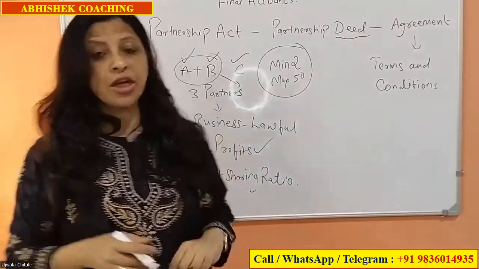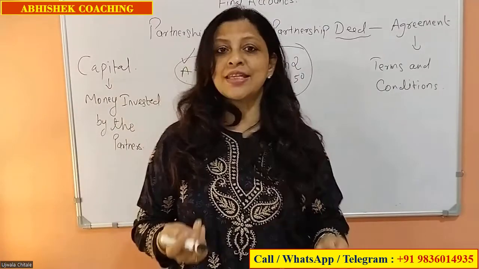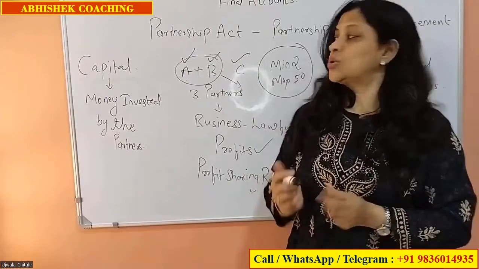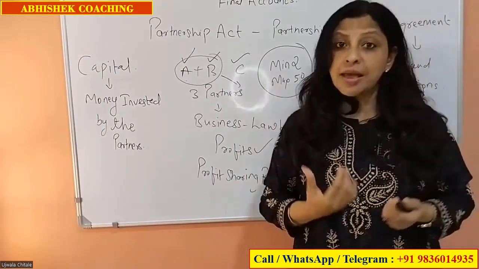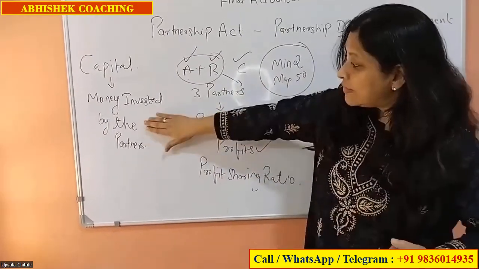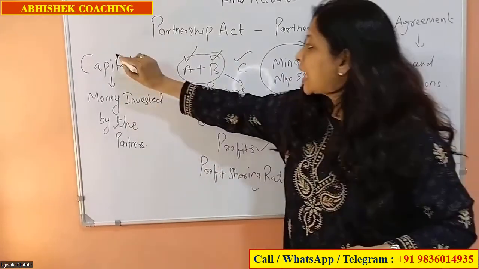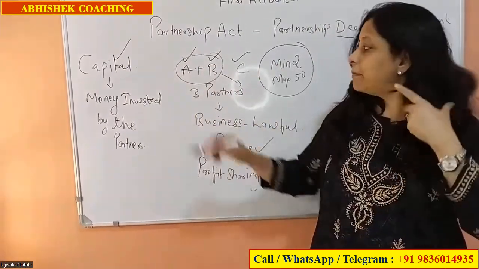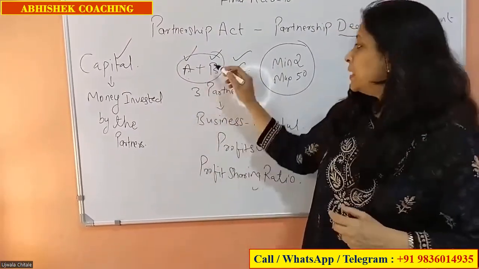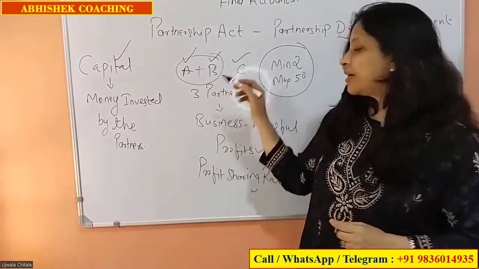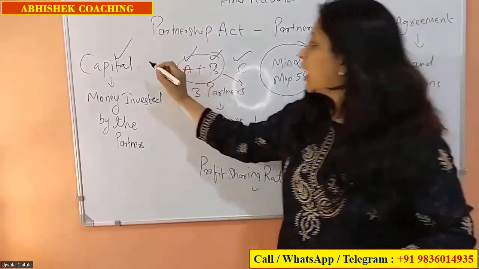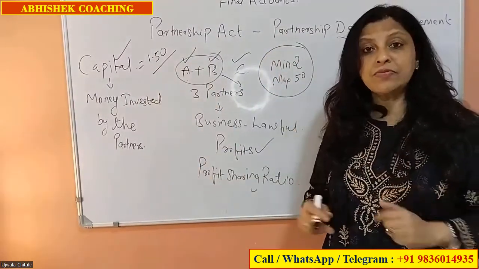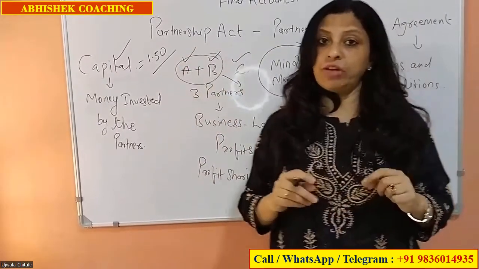Now these people have come together. They will start a business. As you know, no business can be started without money or finance. So the partners will invest some money, called capital. Let us take an example: A is bringing 50,000, B is bringing 50,000 and C is bringing 50,000. Together the total capital is 1.5 lakhs. They are starting the business with this basic capital of 1.5 lakhs.